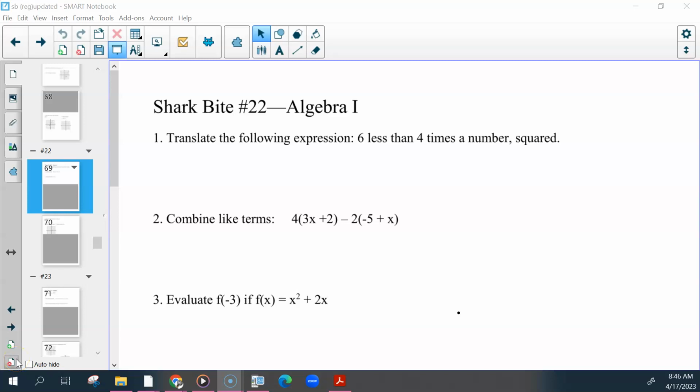Are there any questions on the shark bite we want to see, do, go over, or had questions about? If not, we're going to start our lesson for today.